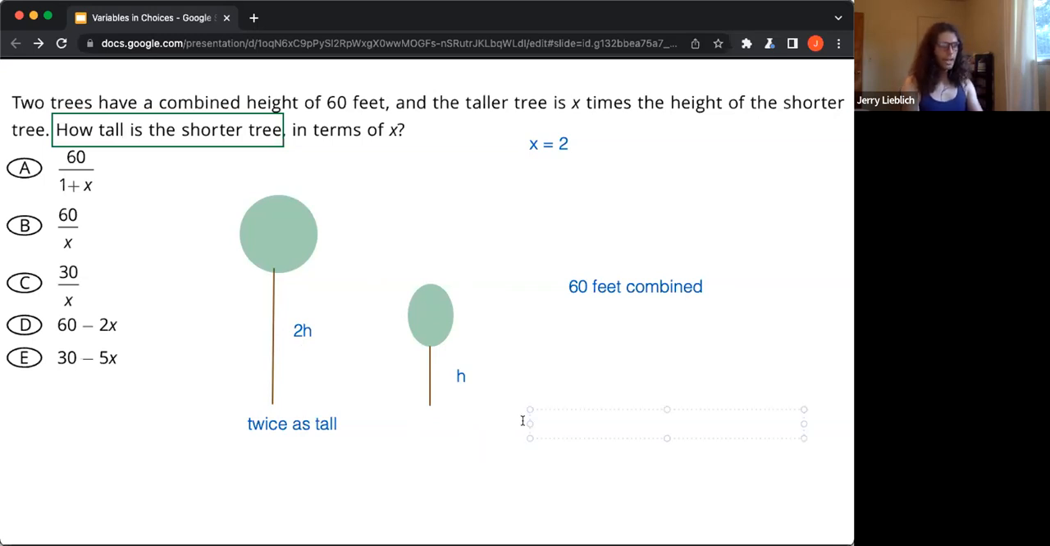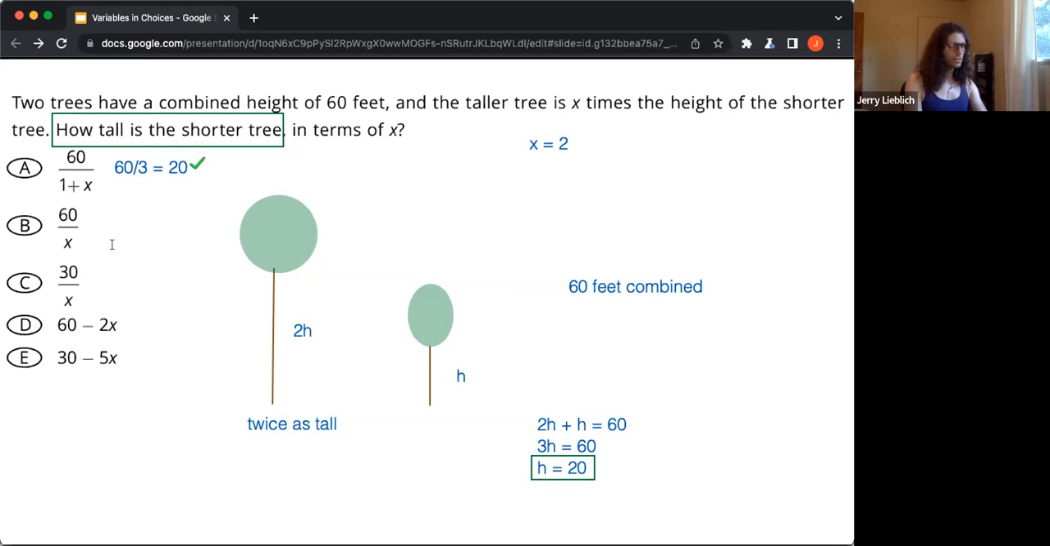So now I can add the trees together to say 60 total. Divide both sides by 3, get 20. This is now my target value. Now I go back here, plug in x equals 2, and see what I get. So here I get 60 over 3, which is 20. Well, that looks good.